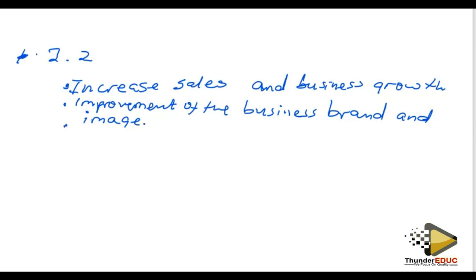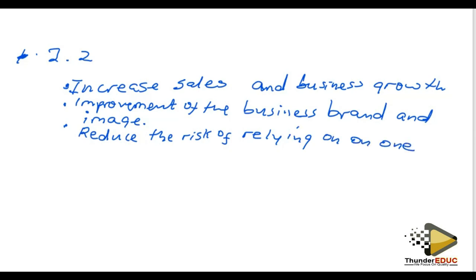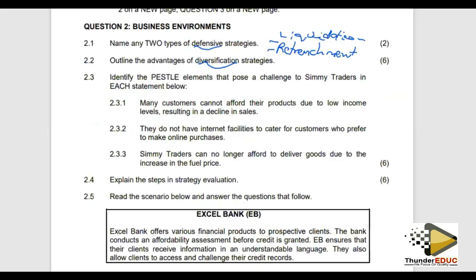Okay, moving on to the third point, because if you check the allocation of marks there, we have 6 marks. The business also should reduce the risk of relying only on one product. So I think I did explain this one. So let's move on to the next question, sorry.